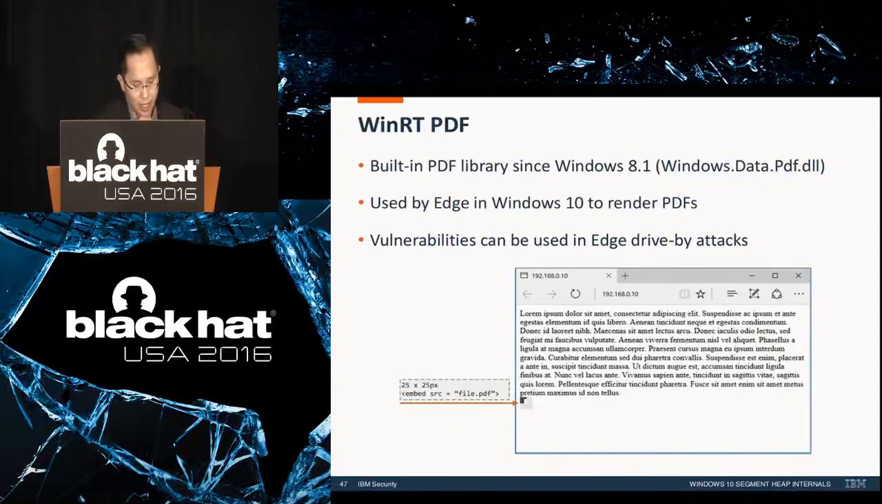So in the illustration, a 25 by 25 pixel size embed element references a PDF file, which WinRT-PDF would then render. If the PDF exploits a remote code execution vulnerability, then an attacker may take control of the Edge content process.